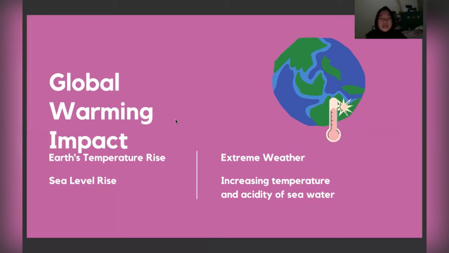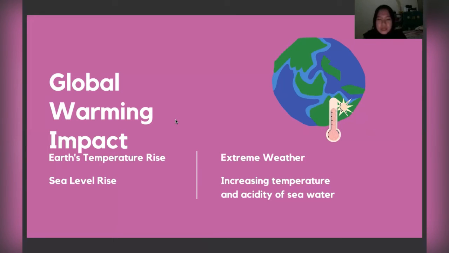space. And the next is global warming impact. The first global warming impact is the Earth's temperature rise. Based on observation, 2015 is said to be the hottest year in history. And the next is sea level will rise. In this case, increasing Earth temperature causes glaciers and ice sheets around the world to melt. The melting of glaciers and ice sheets will certainly increase the volume of seawater, so it makes the sea level increase.